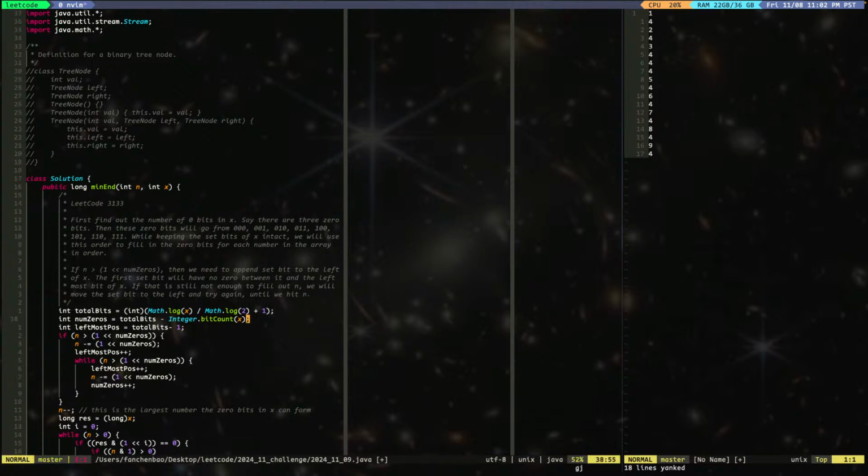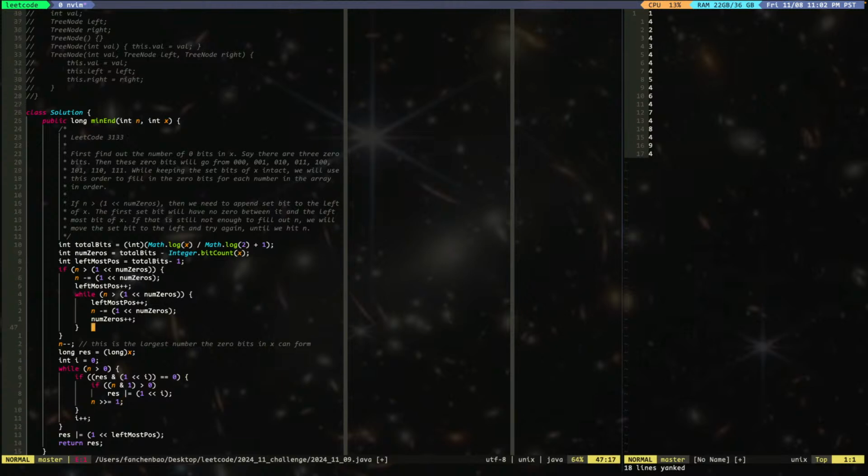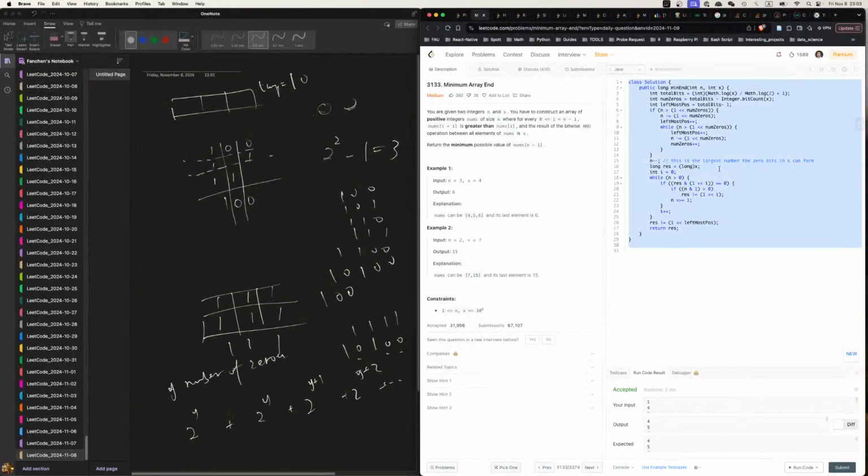I just realized we can use that. So I got num0, so I got a total bits, right? We do need N. Yeah, it's fine. Yeah, we have to do this. We get the leftmost. Okay, yeah. So I think this should be right. Let's try it. Hopefully it is right.